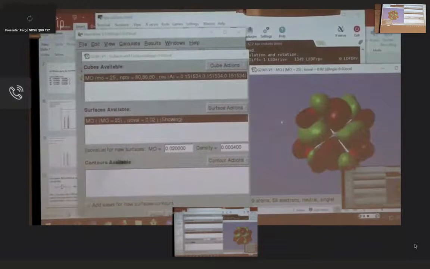Alpha and beta, like alpha and beta states. Mm-hmm. The open shell.